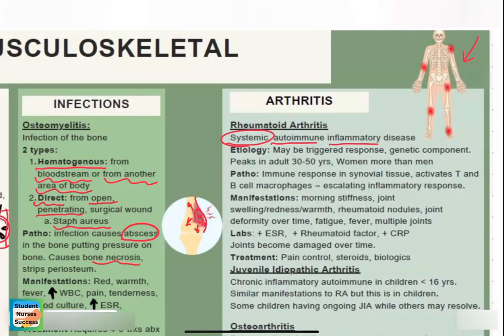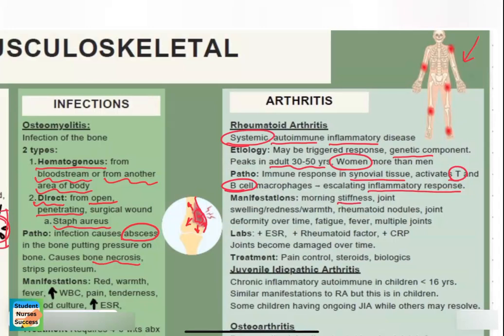What we think is kind of going on is there's a genetic component. We see it peaking in adulthood, about 30 to 50 years of age. We do see more women than men, which is very typical of our autoimmune diseases. And we think it's some type of triggered response. There's some kind of virus or something that triggers your body to start actually really just destroying your synovial tissue that is in your joints. So it activates your T cells and your B cells, your macrophages, and that just makes this ongoing inflammation in your joint area. The problem is ongoing inflammation will start to cause scar tissue development in those joints over time.